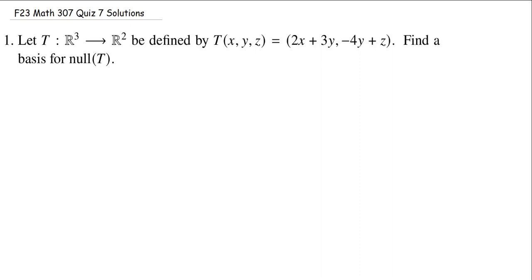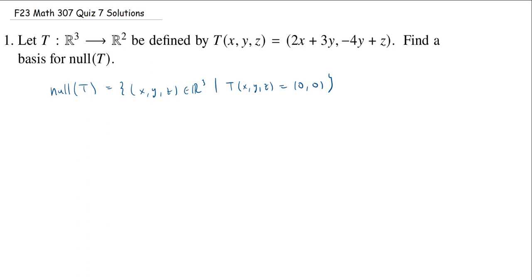So of course, we better know what the null space means. The null space is all of the pre-images of 0, which for R2 is (0, 0). So the null space of T would be the set of all x, y, z in R3 such that T of x, y, z is equal to (0, 0).